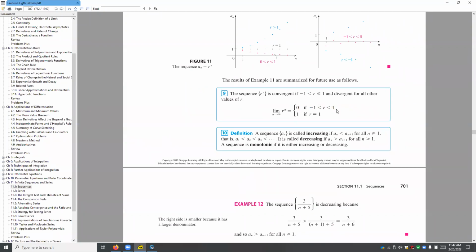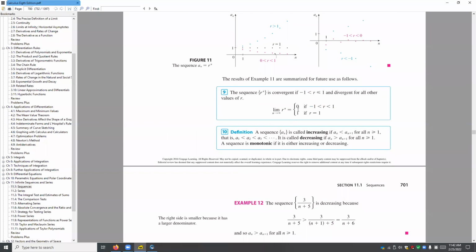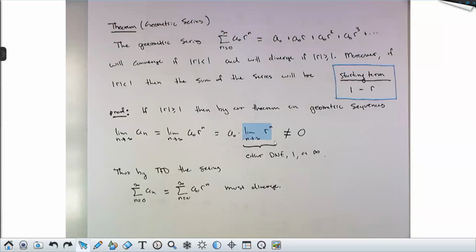If r is strictly between -1 and 1, that is, if r has absolute value less than 1, then the limit of r to the n will be 0. Divergent for all other values. So this limit will only come out to 0 if the absolute value of r is less than 1. Otherwise, it will be something else, specifically not 0. Thus, by the test for divergence, the first theorem we discussed today, the series made up of those terms must diverge.